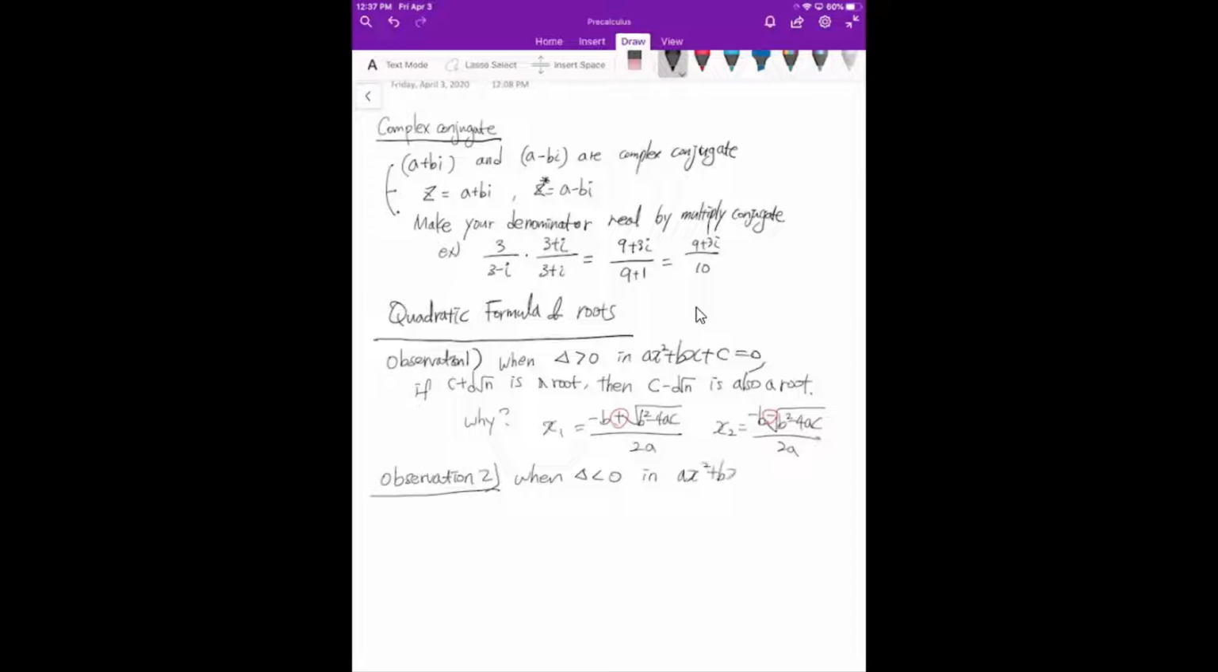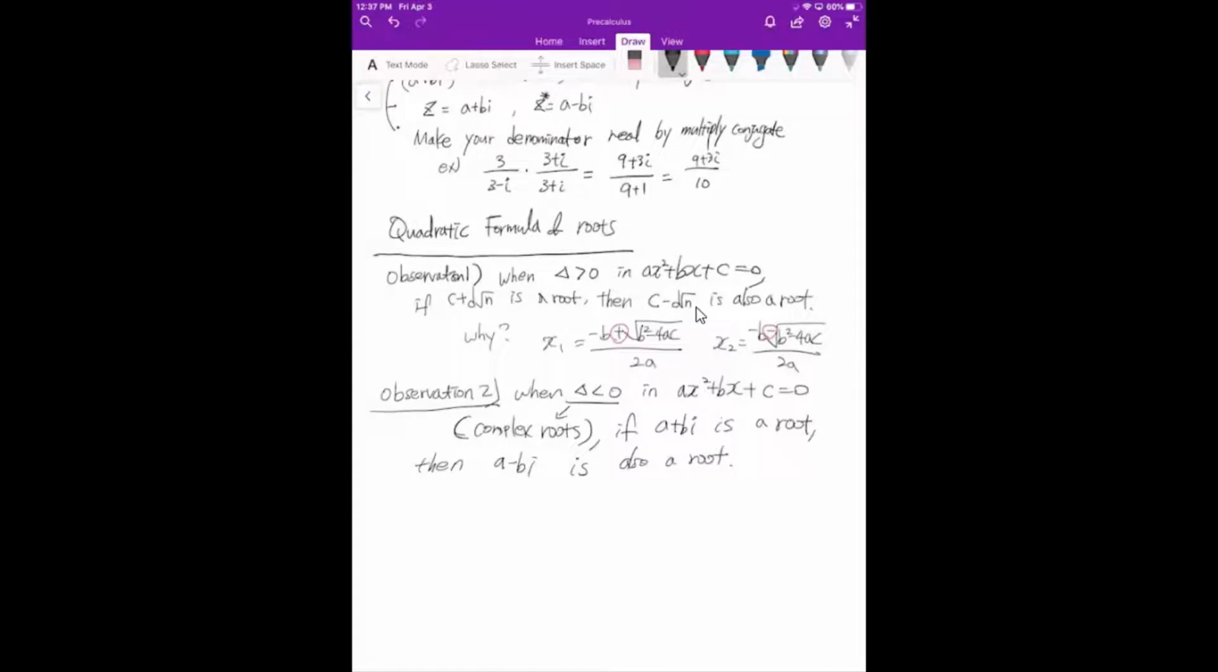So all the same conditions, but delta is less than 0. Then now you have complex roots. Please remember, this gives you complex roots. Let me write it down: something like a plus bi. If a plus bi is a complex root, then another one, a minus bi, is also a root. Same reason, because we have negative b plus or minus the square root of delta.